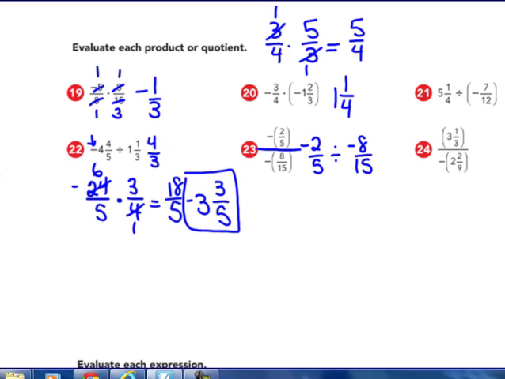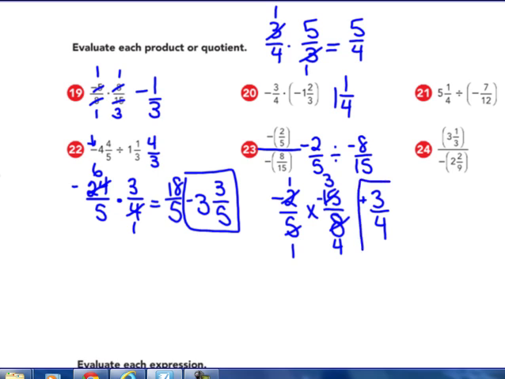Keep it, change it, flip it. I'm going to keep the first fraction, change the problem to multiplying by the multiplicative inverse, which is 15/8. 2 and 8 do have a 2 in common. 5 and 15 also have a 5 in common. So when I multiply that, I get 1 times 3 and 1 times 4. I get 3/4. Negative times a negative will give me a positive 3/4 as my answer there.